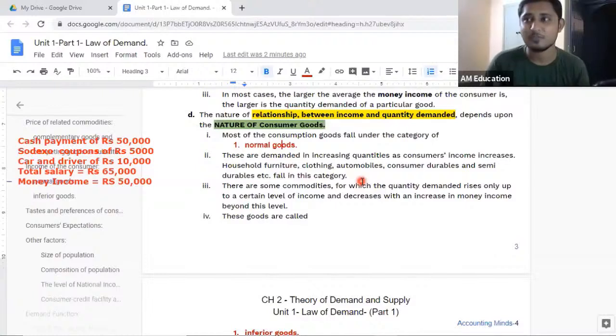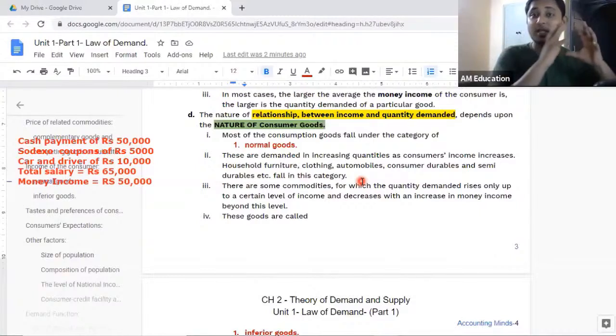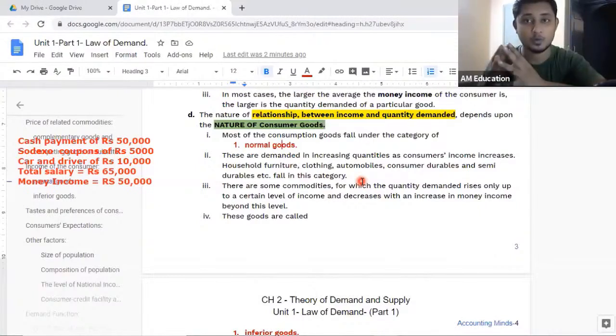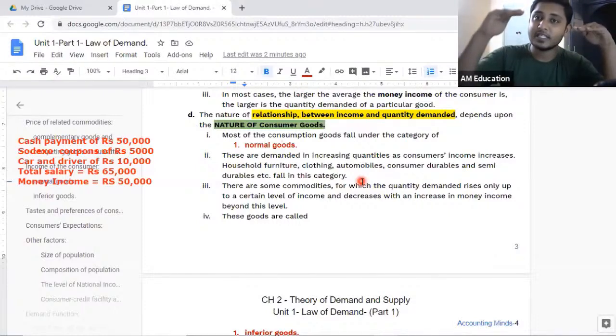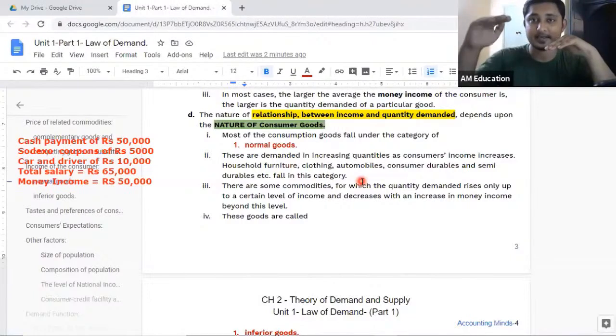If I have one car now, and my income increases, I'll buy another car. If my income increases, I'll buy another house. If my income increases, I'll buy new clothes. So the relationship between income and the quantity demanded of normal goods is direct. Income increases, the quantity demanded for these goods also increases.